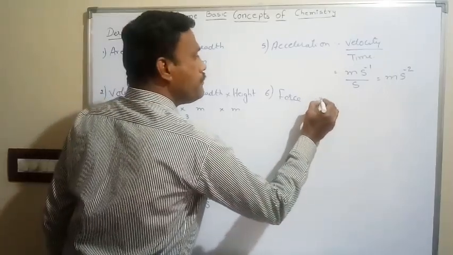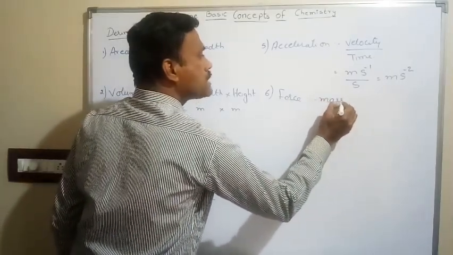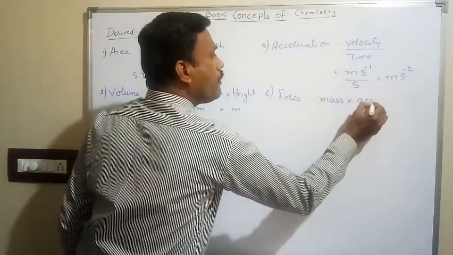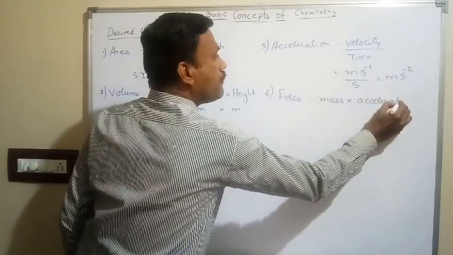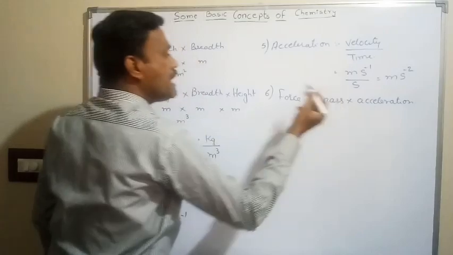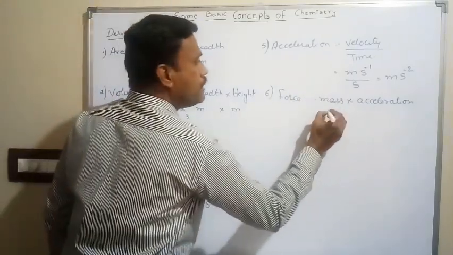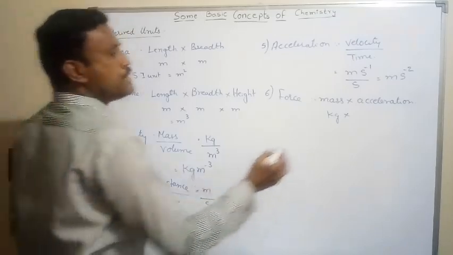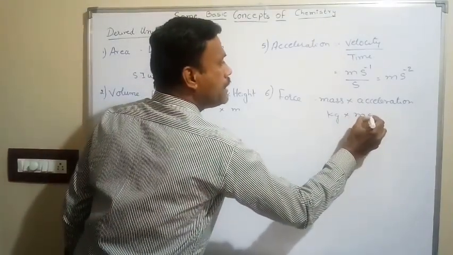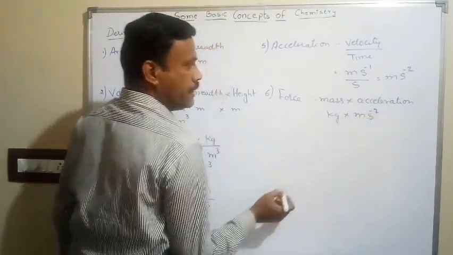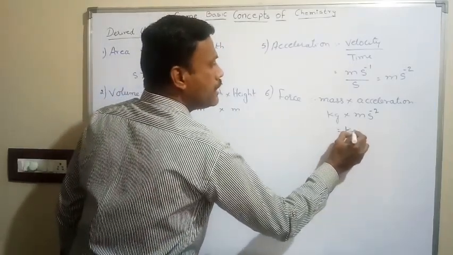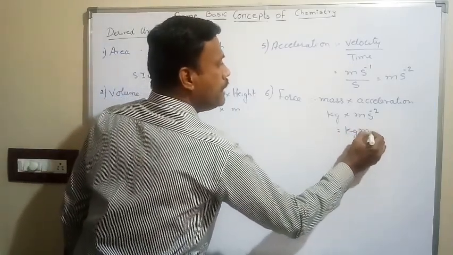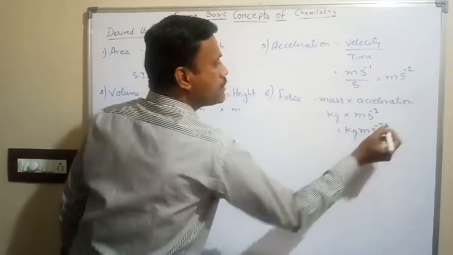Force is mass into acceleration. Mass is kilogram, and acceleration is meter per second square. So that is kg meter per second square.